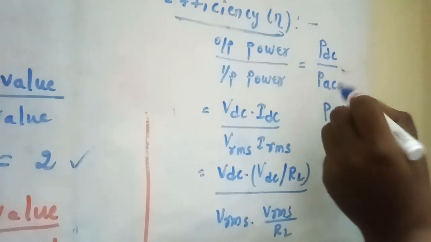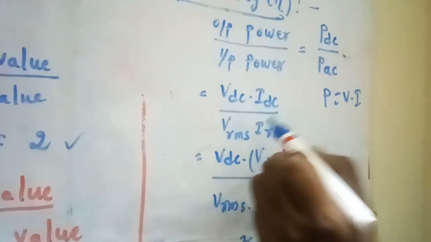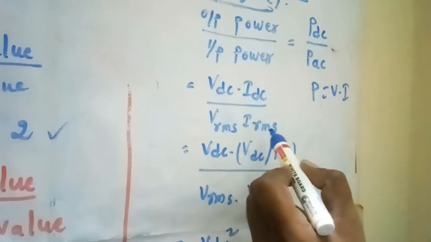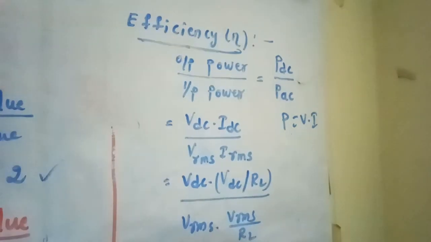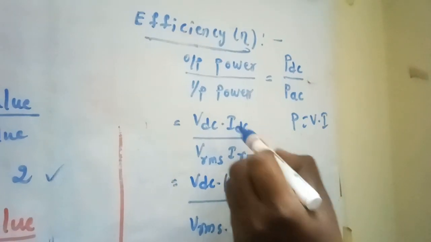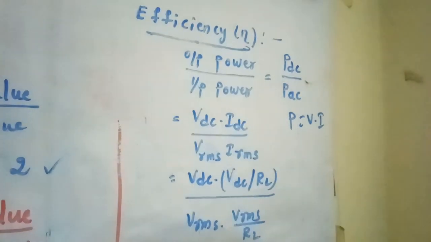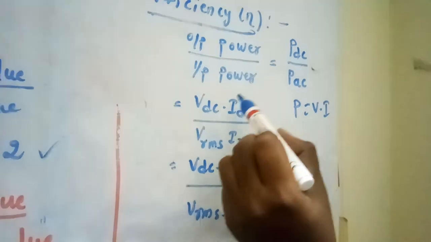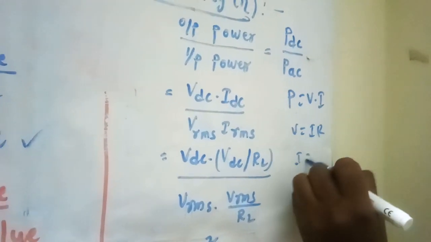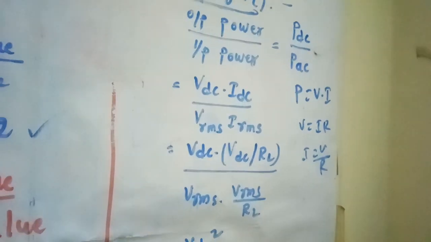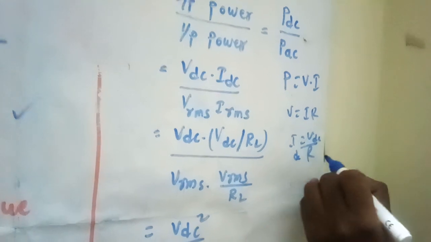by PAC, which is nothing but the RMS value. So that is VRMS into IRMS. Power is equal to voltage into current, VRMS into IRMS. It's nothing but VDC square. Here VDC into IDC. We don't know IDC. Up to now we have not derived IDC. That's why I am writing in terms of voltage. Nothing but VDC into, what is I from Ohm's law? V is equal to IR. What is I? I is equal to V by R. IDC is nothing but VDC by RL.